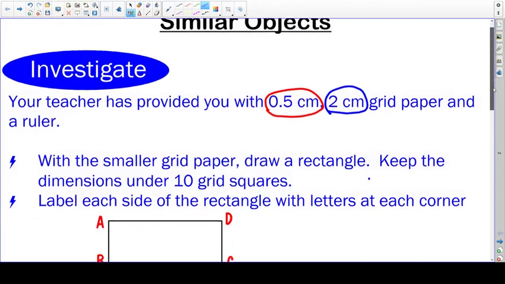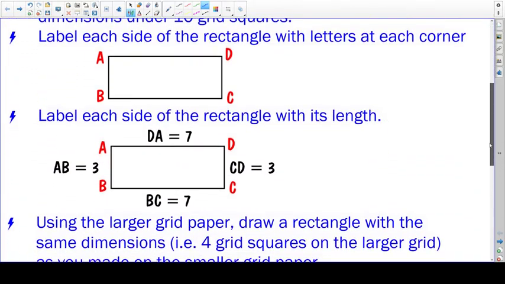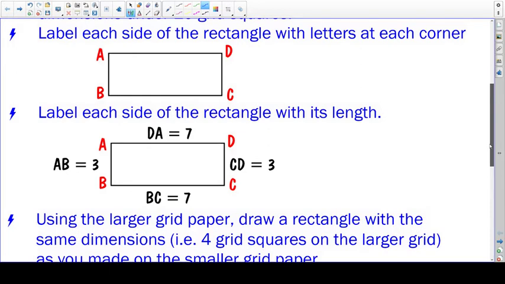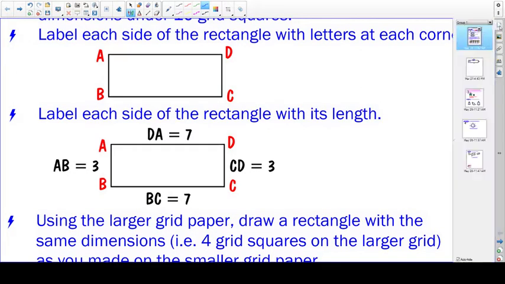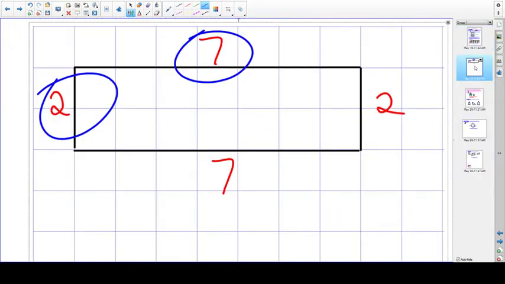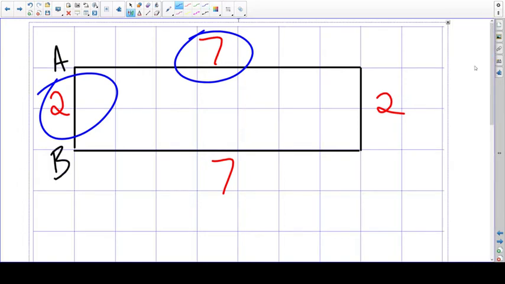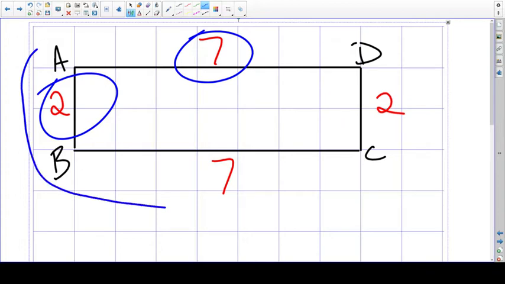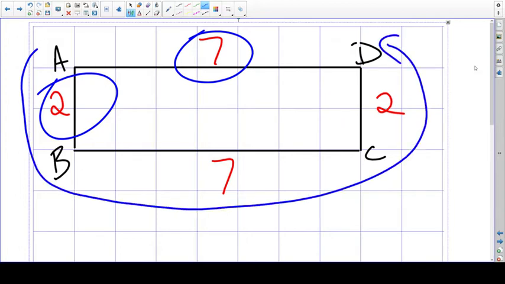Once you're done doing that, you should label the sides of the rectangle with letters at each corner. So going back to what I had here, how I would do that is I label this as A, B, C, and D. It doesn't matter how you label the corners, as long as you go sequentially. As you can see, I've gone in this direction right here, A, B, C, D. You can go in any other direction, that's fine. As long as you do that, it makes some sense, okay?